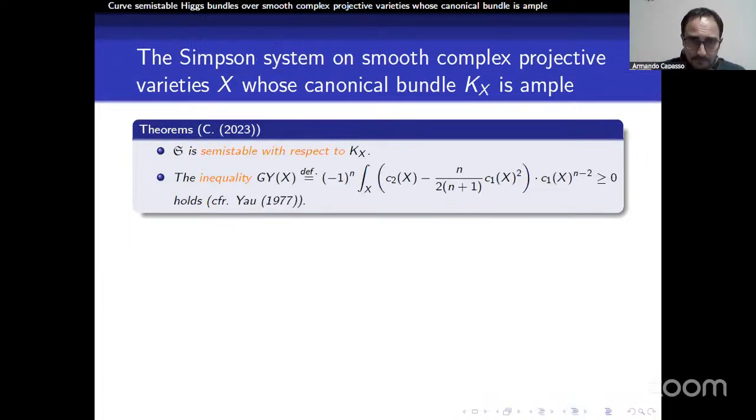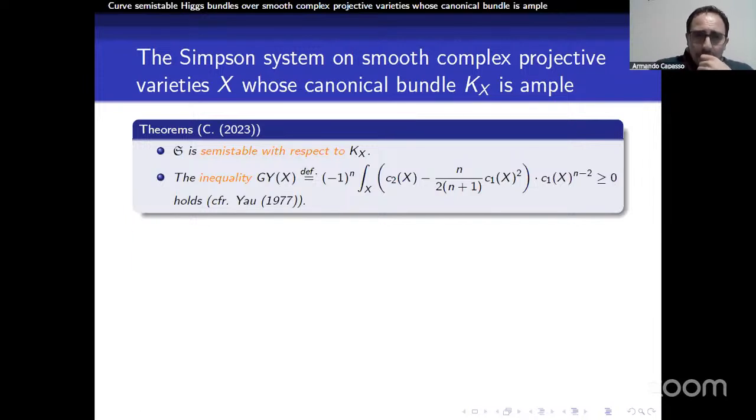In general, in higher dimension, in my PhD thesis, I have proved that the Simpson system is again semistable with respect to the canonical bundle. And I have found another proof of the Guggenheimer-Yau inequality, which is very well known in differential geometry. I have found another proof which works over every algebraically closed field of characteristic 0, and that's it.